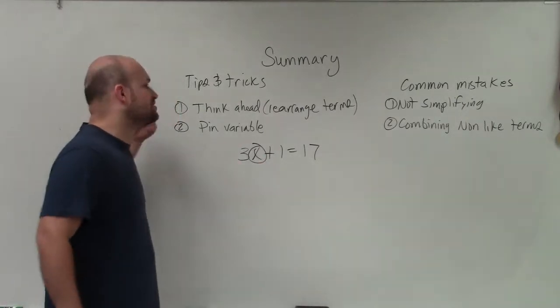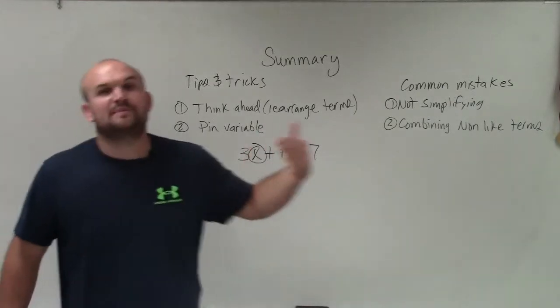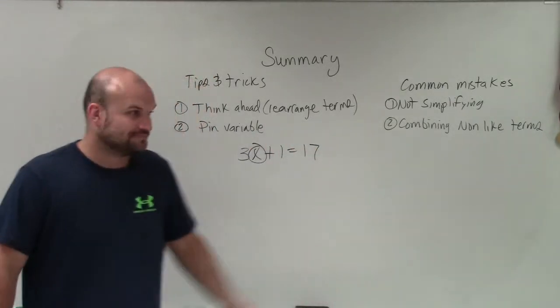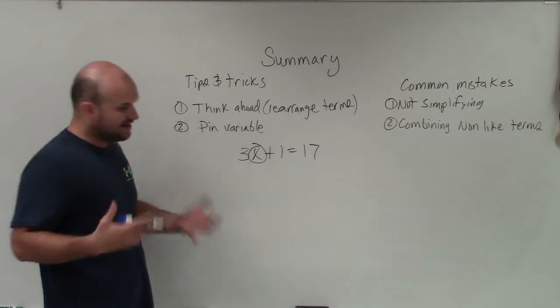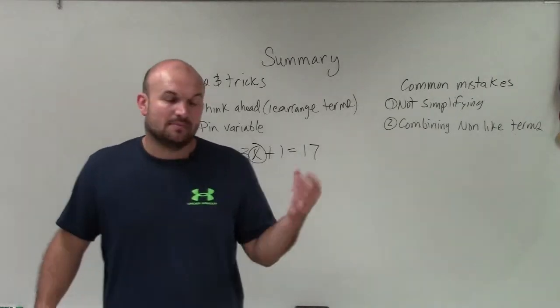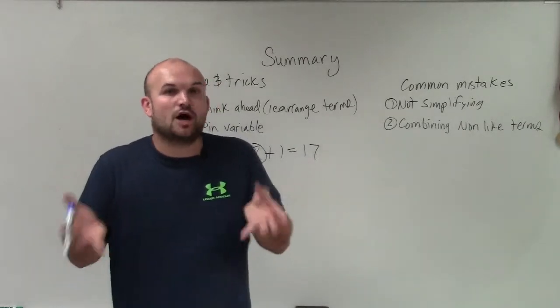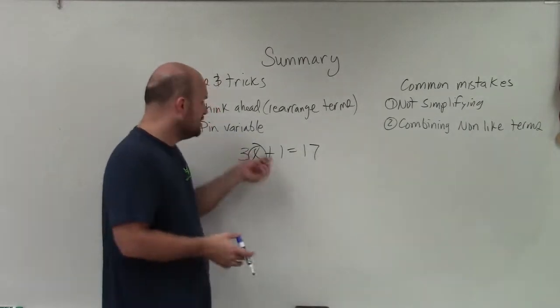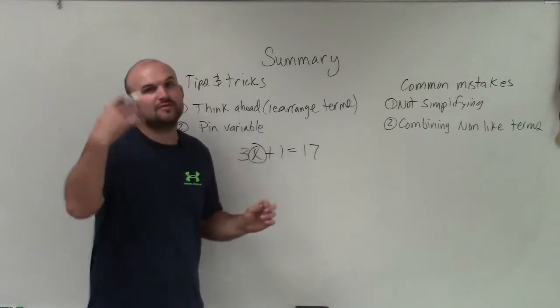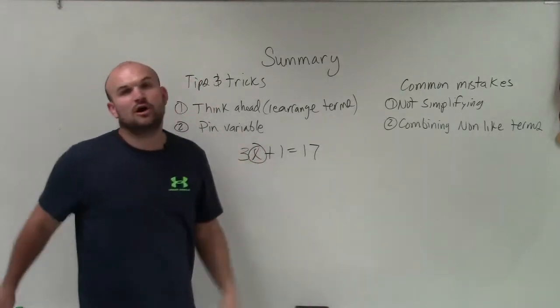Then you just do all the operations that are happening to that variable, and you keep on undoing them. This is very, very helpful when students are solving the equation. The main thing though is you have to make sure you combine all of your variables together on the same side, so you just have one. Because once you have one variable, you can pin it and then undo all the rest of the operations at the end.